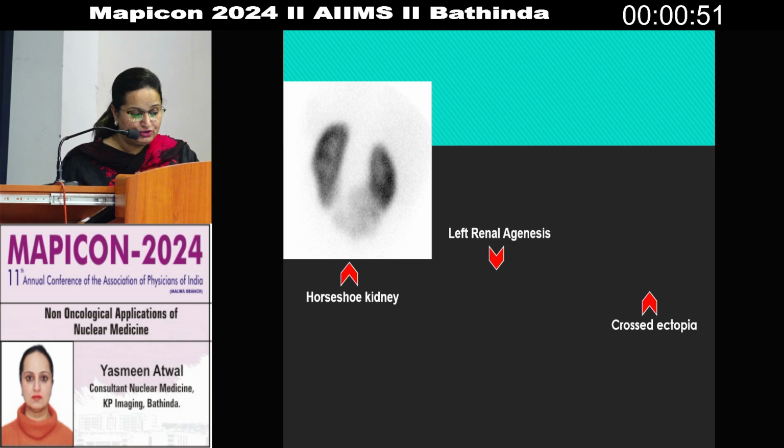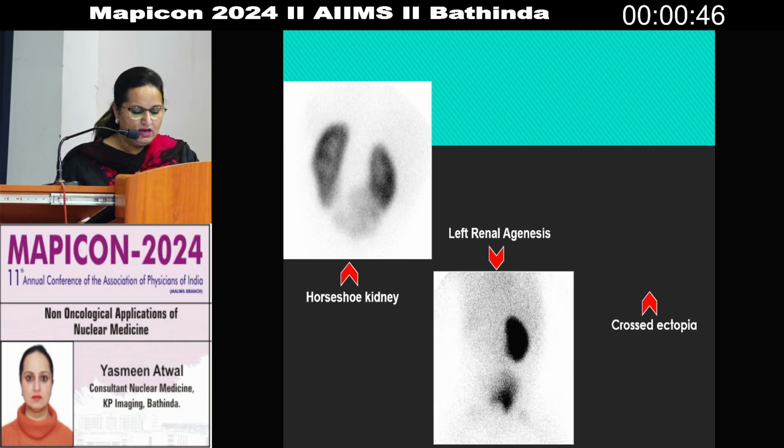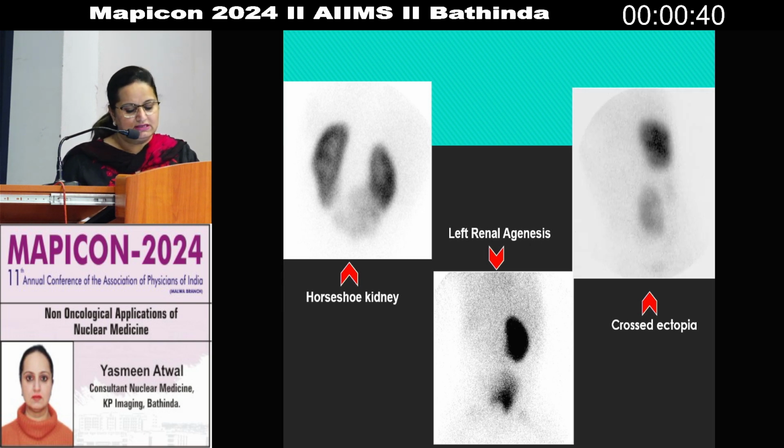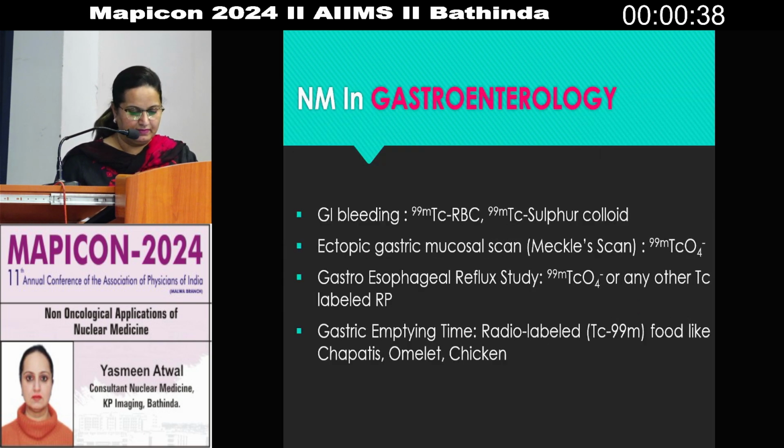Now this is a horseshoe kidney that we found on DMSA. We see the upper poles of both linked to each other. Now the left renal agenesis, left cortical tissue, no uptake, no functioning renal cortical tissue. This is cross-ectopia. Now, what is nuclear medicine in gastroenterology?